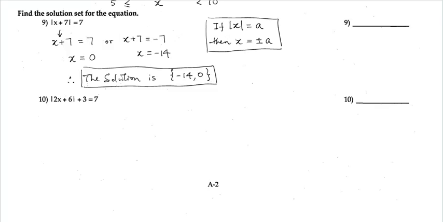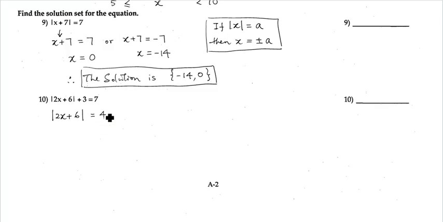Take a look at number 10. Very similar, but a little bit more complicated. We got the absolute value of 2x plus 6, plus 3, is equal to 7. So what can I do? Minus 3 on both sides first, so that the equation will be just like the previous problem. So we minus 3 on both sides, so we got the absolute value of 2x plus 6 is equal to 4.